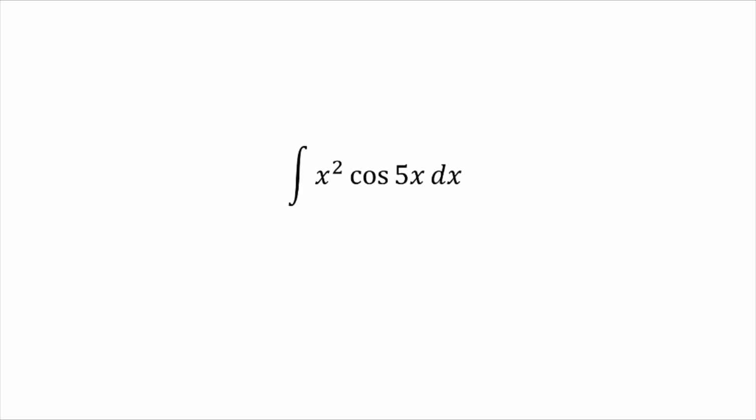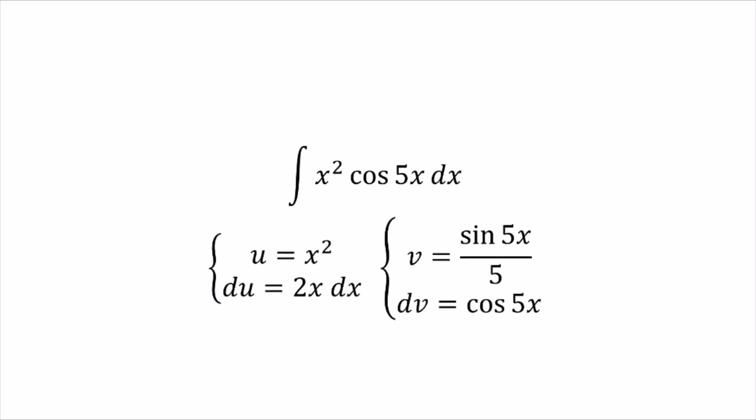Now we will attempt a more complex problem. This problem will make use of two instances of integration by parts. We will substitute the values of u and v as usual into these. Now these values are substituted into uv minus the integral of v du. That is equal to this.